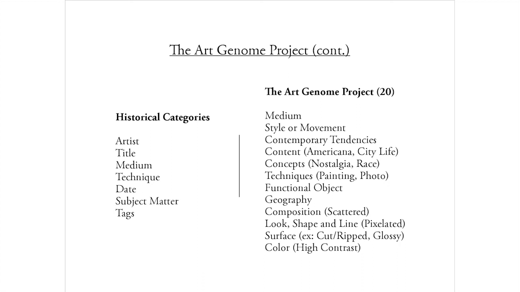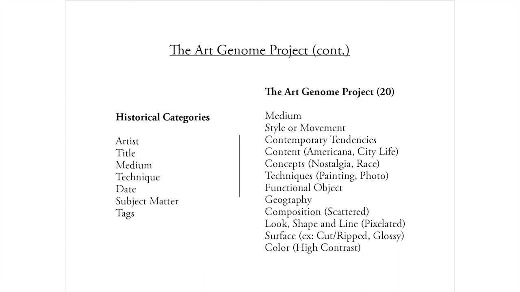You can search for an artist's name, a title, medium. Sometimes you get the technique, you get the date, obviously. You get subject matter coming from places like the Art and Architecture Thesaurus. You also get tags. More and more places are doing tags. The project I became first aware of was the Brooklyn Museum tagging project, but obviously there are amazing projects like Adrian was just talking about. The Art Genome Project has taken a little bit of a different tack. We've created 20 different categories, so we've really broadened out the possible categories of metadata that you can apply to art and artists.